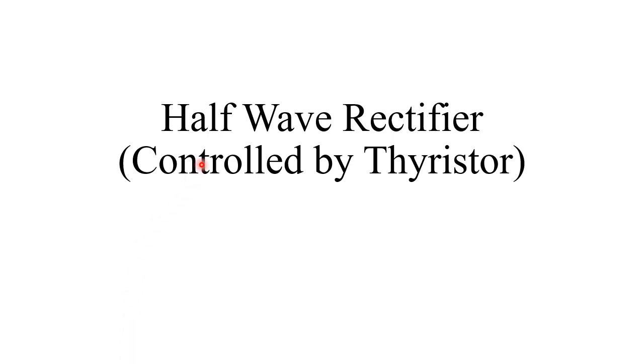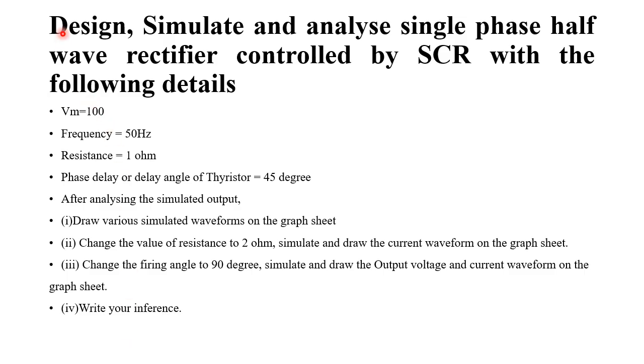In this video, we are going to simulate a half-wave rectifier controlled by a thyristor. This is the question: design, simulate and analyze a single-phase half-wave rectifier controlled by an SCR or thyristor with the following details. The maximum voltage is 100, frequency is 50 Hz, resistance is equal to 1 ohm, and the phase delay or delay angle of the thyristor is 45 degree. So after analyzing the simulated output, draw various simulated waveforms on the graph sheet.